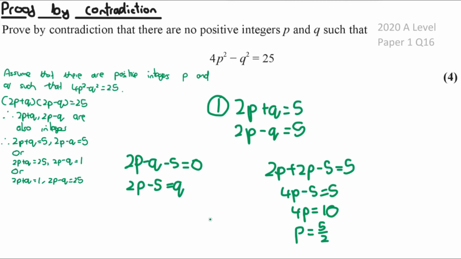Now just for completeness, if you sub p into here, you get that q is equal to 0. This doesn't matter because we've already proven this solution doesn't work because p is equal to 5 over 2, which is not a positive integer.